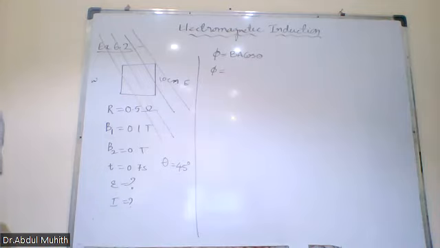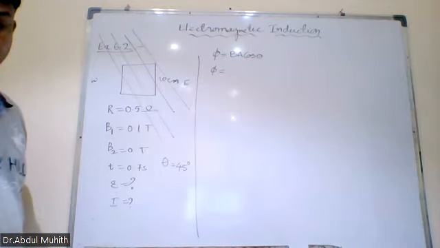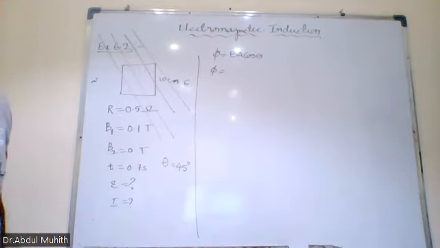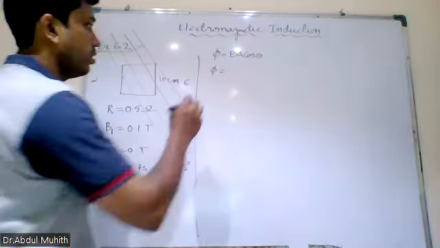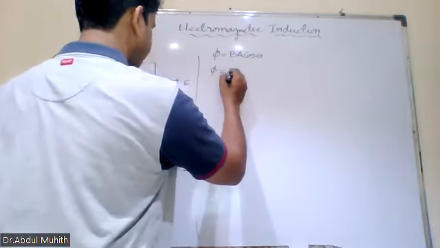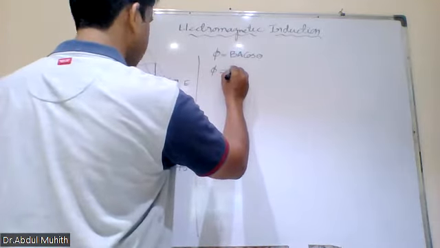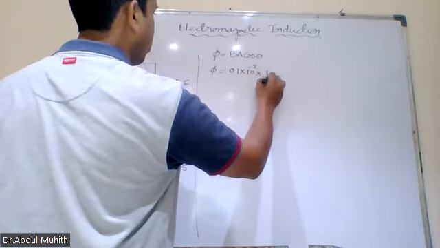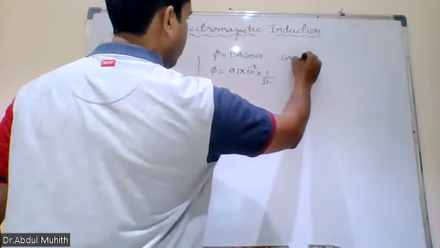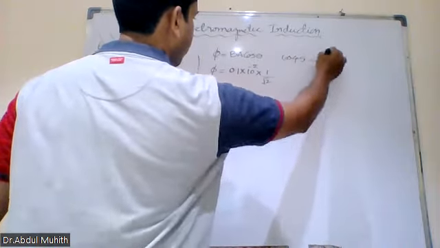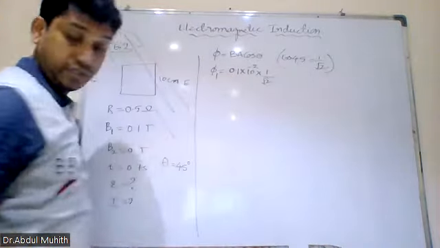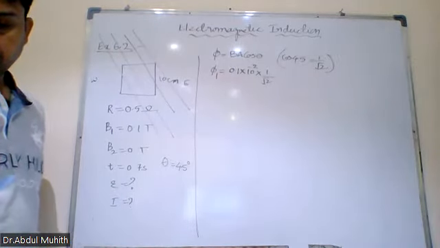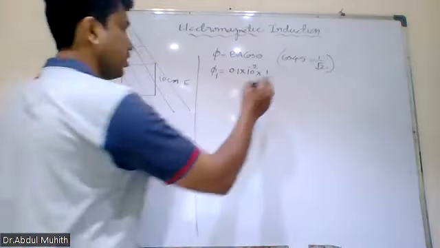Phi is equal to B A cos theta at the first time. So 0.1 into 10 to the power of minus 2 into cos 45, which is 1 by root 2. The cos 45 value is 1 by root 2. This is phi 1, the flux, which is measured in Weber.